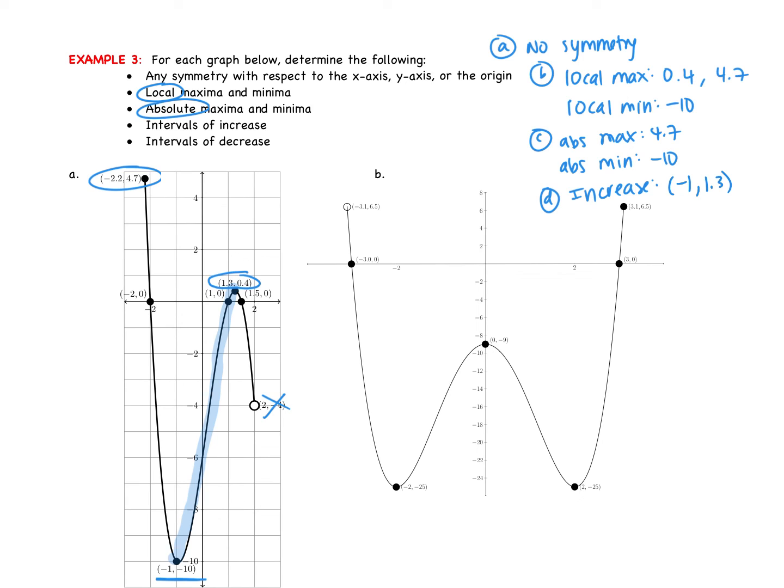Okay, lastly, for decrease. There are two places we are decreasing on the graph. We are decreasing from here to here, and then again from here to here. Again, though, all we care about is x. So the first one starts at negative 2.2 and goes to negative 1. So we have negative 2.2 to negative 1. And then again, we have 1.3 to 2. So that's from here. X is 1.3 to 2.